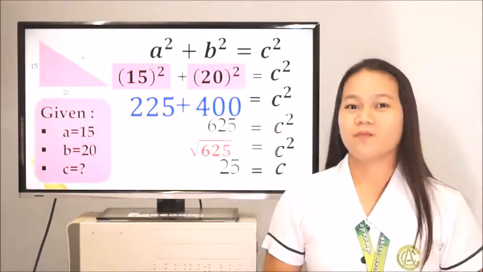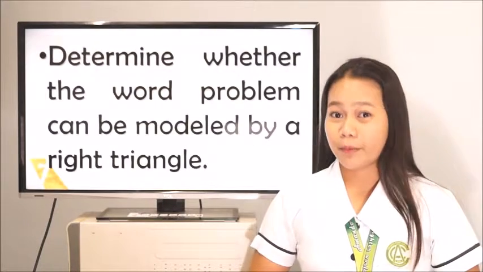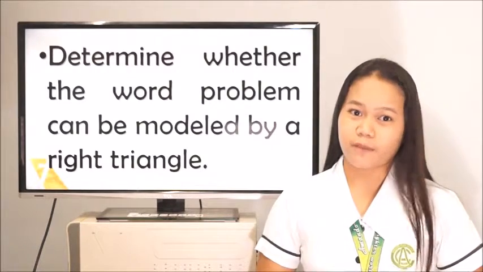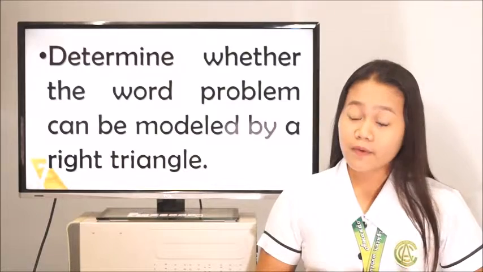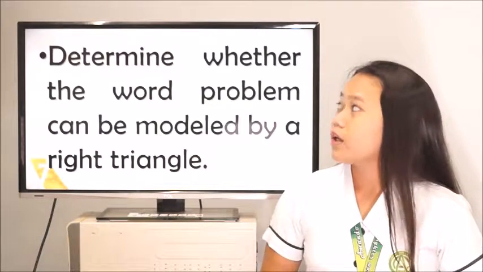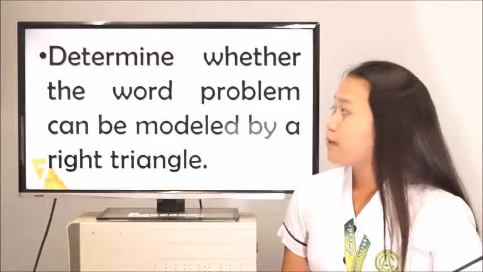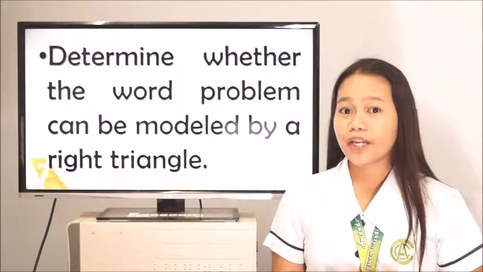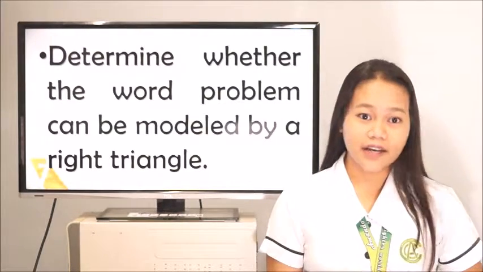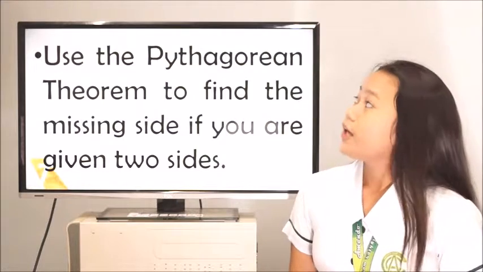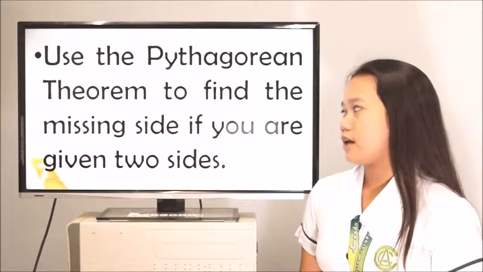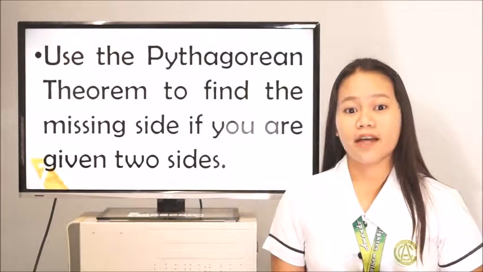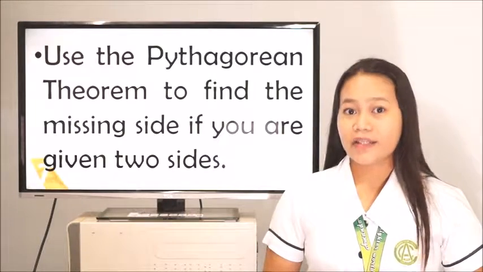In this example, the figure is already given. So what if we have a word problem? How are we going to solve a word problem using the Pythagorean Theorem? In solving a word problem using the Pythagorean Theorem, we have to determine whether the word problem can be modeled by a right triangle because, as I said earlier, the Pythagorean Theorem can only be used in a right-angled triangle. And the second one is, use the Pythagorean Theorem to find the missing side if you are given two sides. After we determine if the given problem forms a right-angled triangle, we can now apply the theorem.